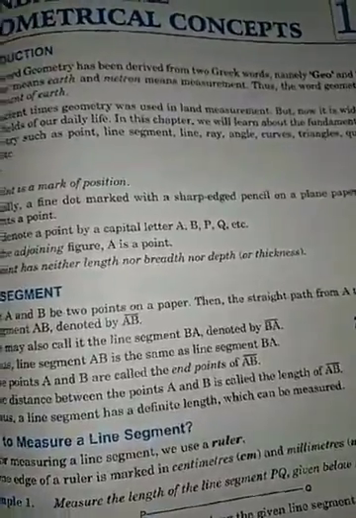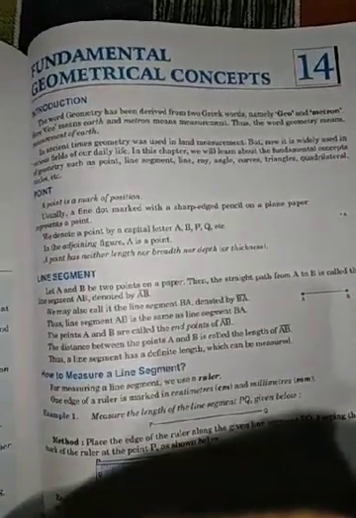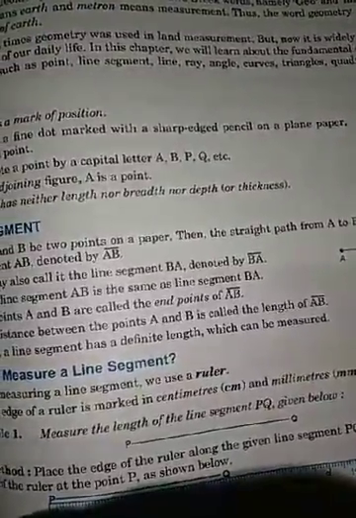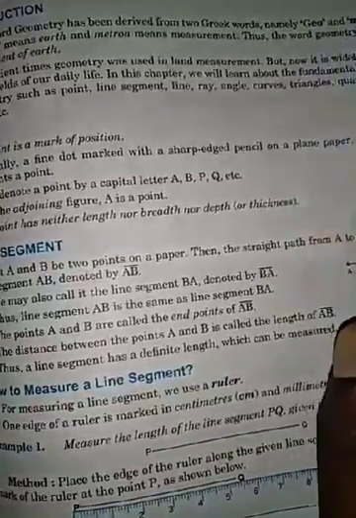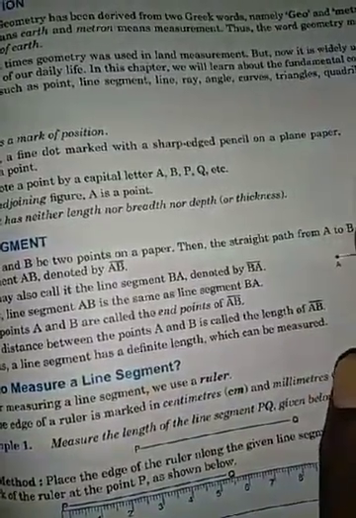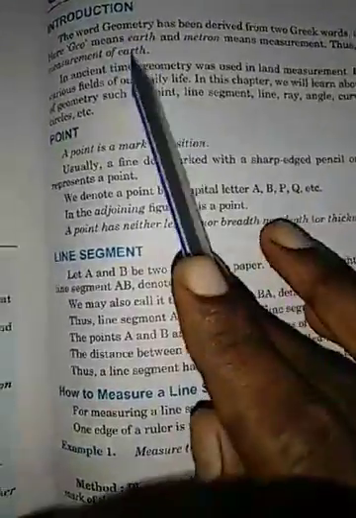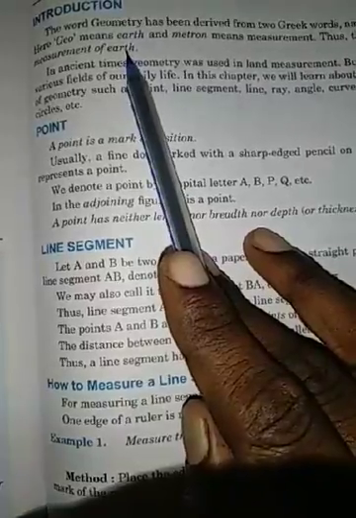Hello everyone, welcome to mathematics class standard 6 chapter 14, fundamental geometrical concepts. The word geometry has been derived from two Greek words: geo and metron. Here geo means earth and metron means measurement. Thus the word geometry means measurement of earth. What do you mean by geometry? Geometry means measurement of earth.